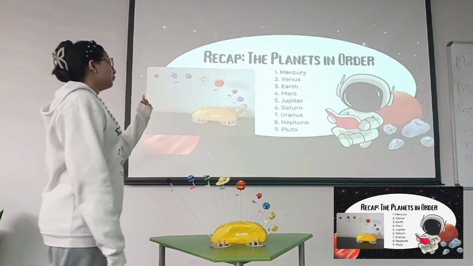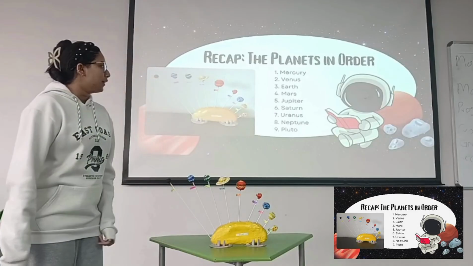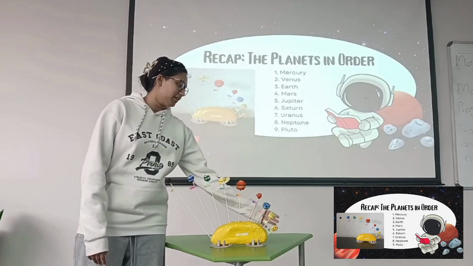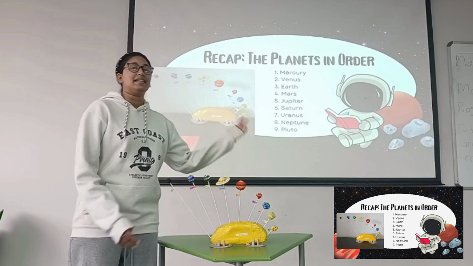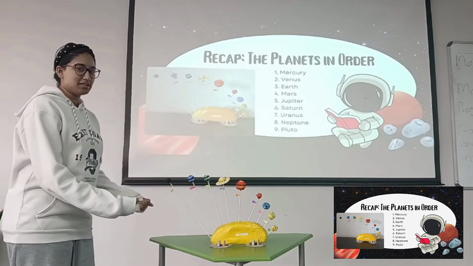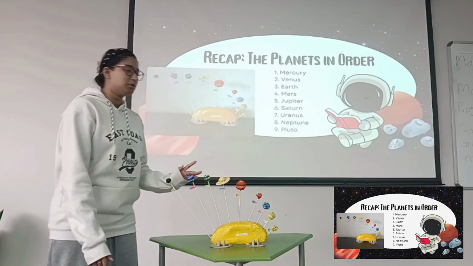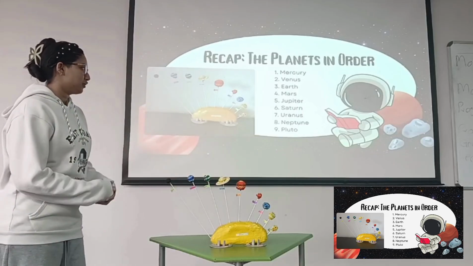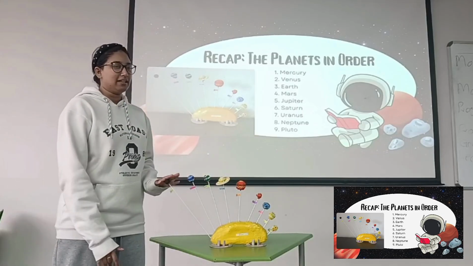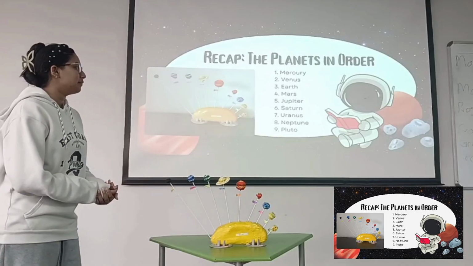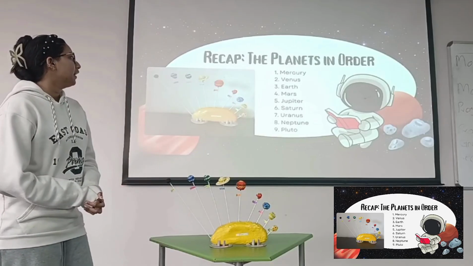Moving on to our recap, which is the order of the planets. We have Mercury, Venus, Earth, and Mars. These are the 4 planets that are the closest to the sun. And Jupiter, Saturn, Uranus, and Neptune are the planets that are furthest away from the sun. We have to recognize Pluto, even though it's a dwarf planet, because it's in our solar system.